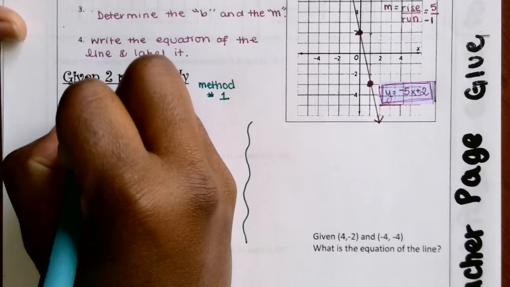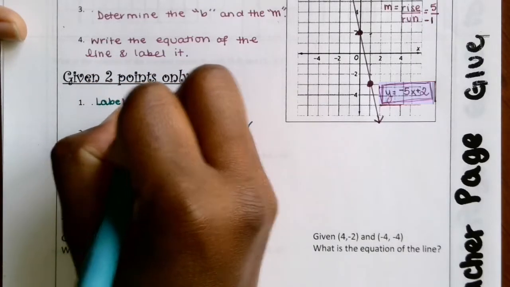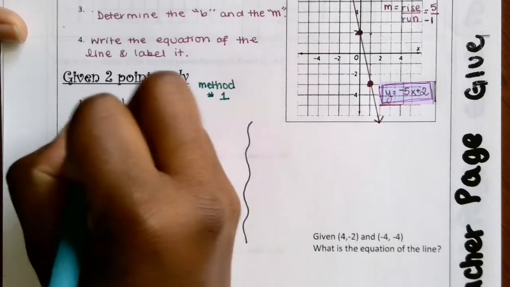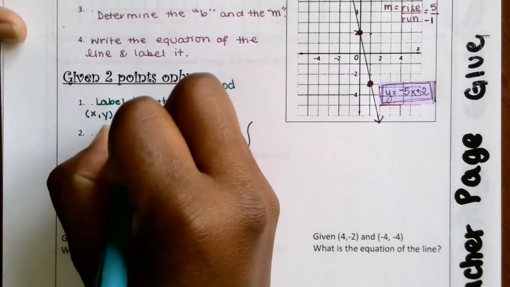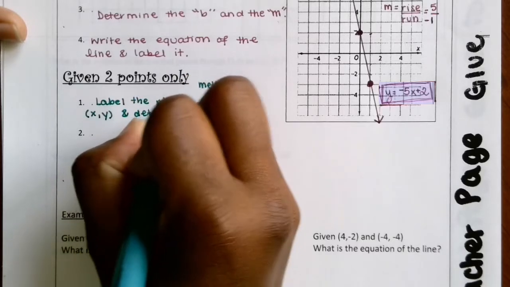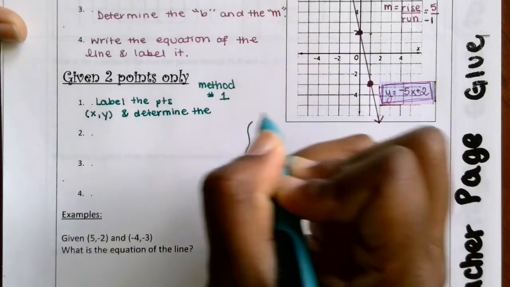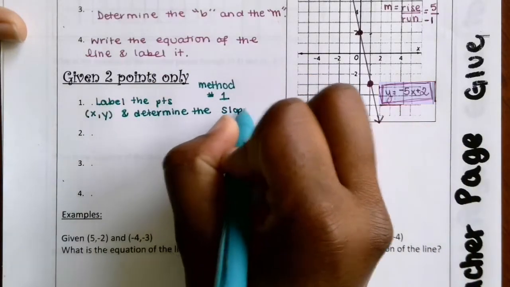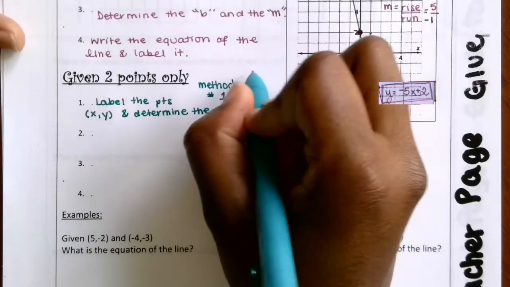If when you looked at this question, the first thing that came to mind was, hey, I need to determine what the slope of this line is, you are correct. So step 1, you want to label your points as x and y and calculate your slope. As a reminder, the formula to calculate your slope is y1 minus y2 divided by x1 minus x2.